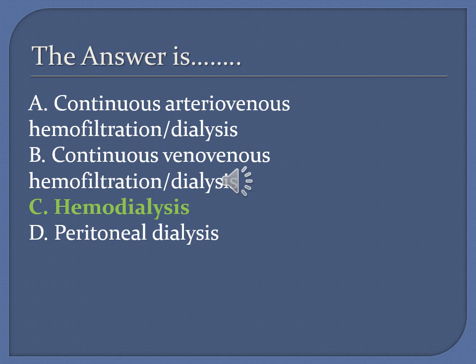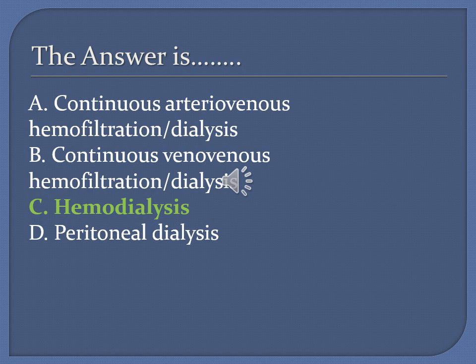So the answer is C, hemodialysis. You have to pay really close attention to words in these questions. They use two words that would clue you into what the correct answer was in this scenario. They use the word stable, and they use the word Crohn's disease. So why do I say Crohn's disease would have kind of tipped you off?